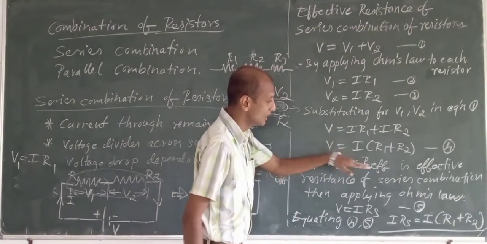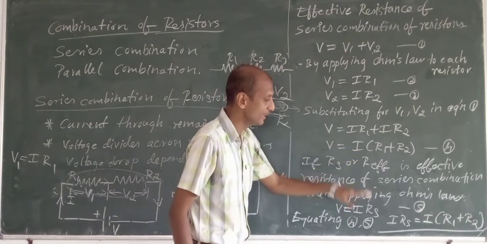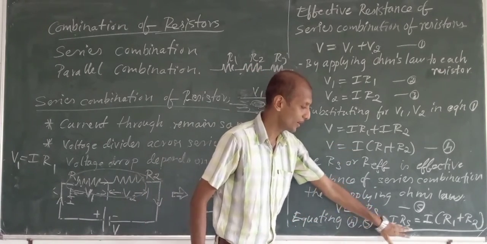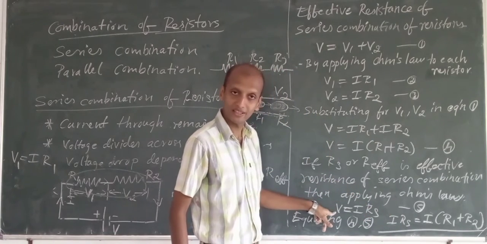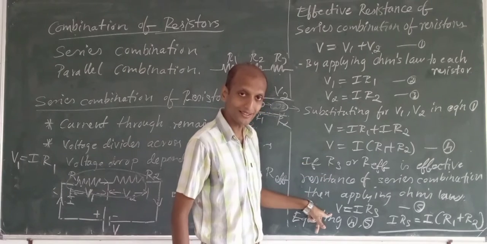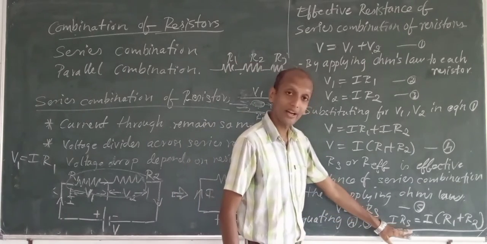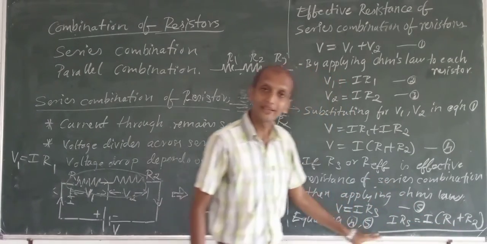Now if I equate equations 4 and 5, I can write I into Rs, because the same voltage V has been given here. This is equal to this. Equating these two equations 4 and 5, I into Rs will be equal to I into R1 plus R2.